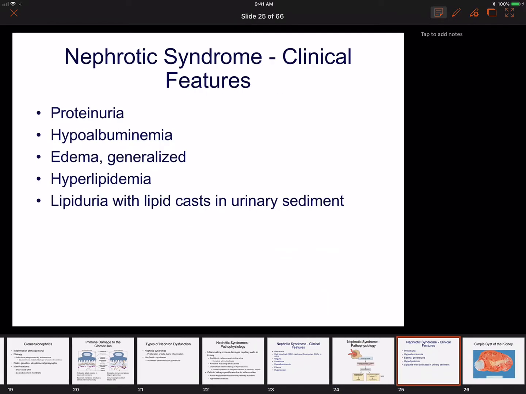Clinically, there is severe proteinuria, which will result in severe hypoproteinemia, particularly with albumin, so hypoalbuminemia. There is generalized edema. There is hyperlipidemia, and because of the extra lipid floating around in the blood, some of it may end up in the urine, causing lipid cast.